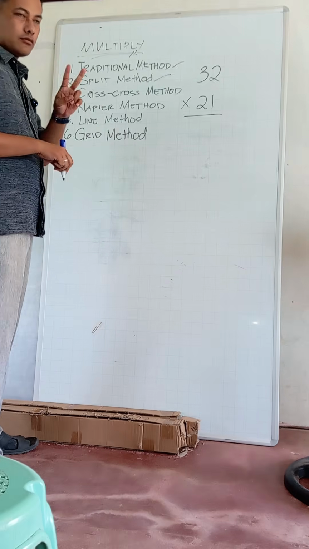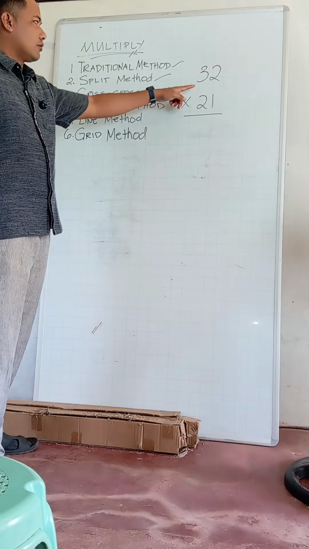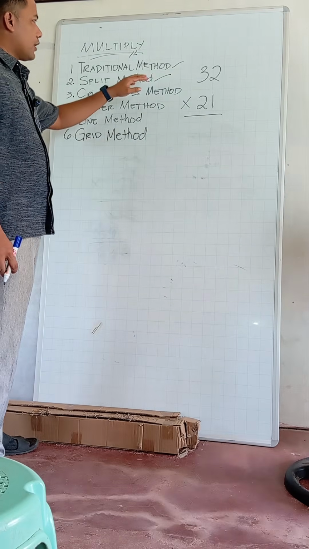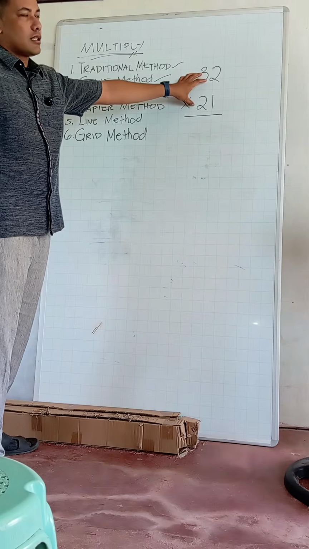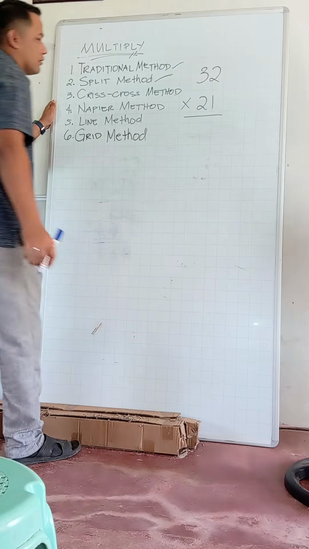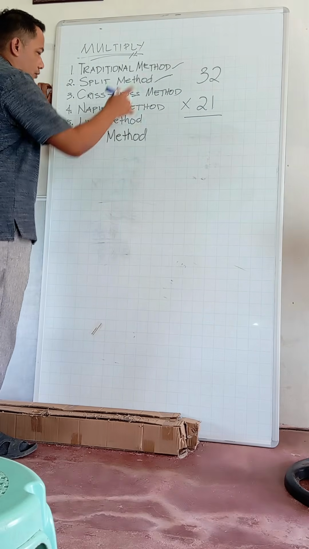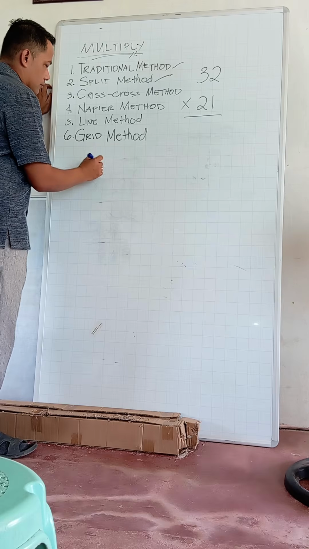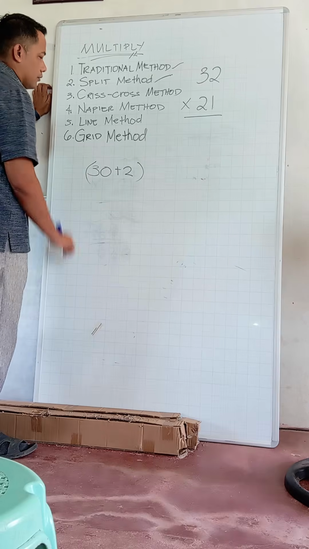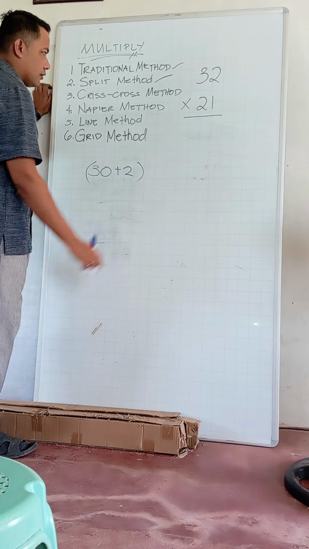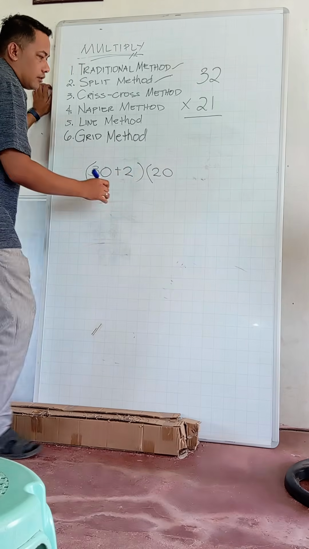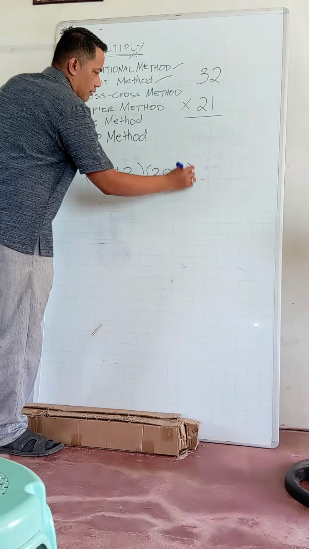For part 2 of this multiplication of two-digit numbers, 32 and 21, we are going to find the product of these numbers using the split method. So we are going to split the number 32 into 30 plus 2, multiplied by 21, or you can split it into 20 plus 1.